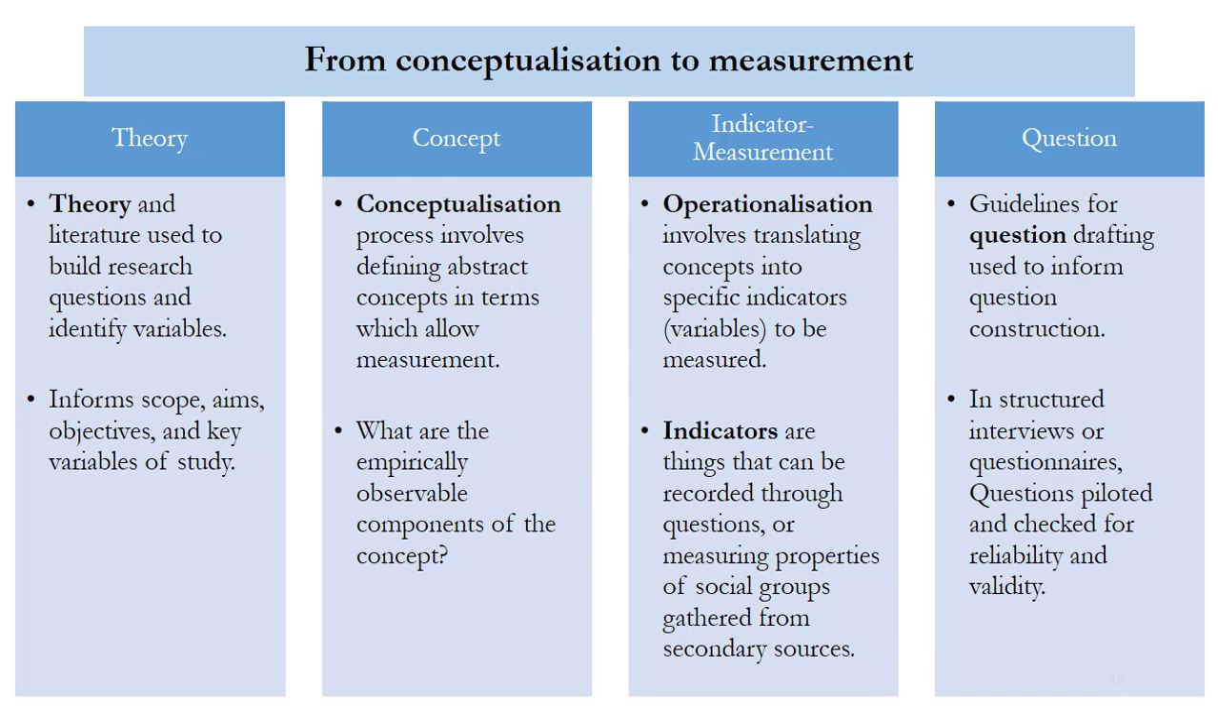As with any piece of research, any study, we always need to start with theory. You see this box over here on the left. So theory is, as we tried to define in week two, any sort of systematic or coherent body of ideas, generally built from previous research, but also built from other contributors like philosophy and so on. And generally the way this works in an applied research setting is that we use theory and past literature to build research questions and to identify key variables.